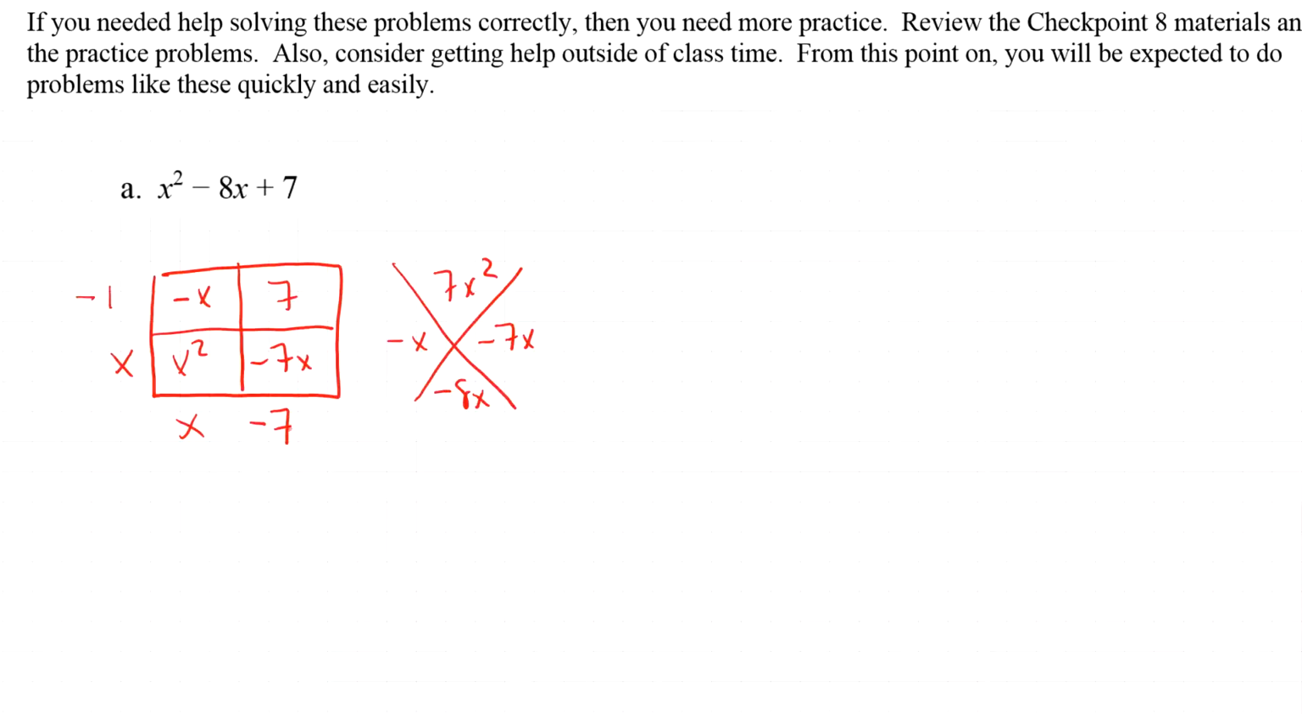And you can check this by doing negative 7 times x is negative 7x. Negative 7 times negative 1 is positive 7. And then you can check negative 1 times x is negative x. And then x times x is x squared. So you can check your answers, and then these factor to x minus 1 times x minus 7.